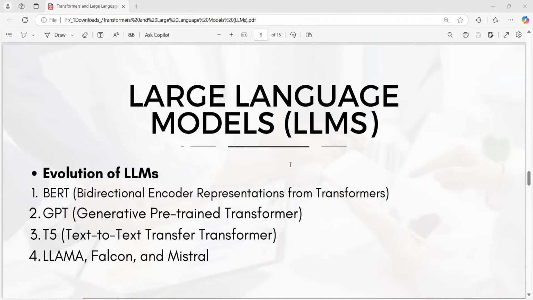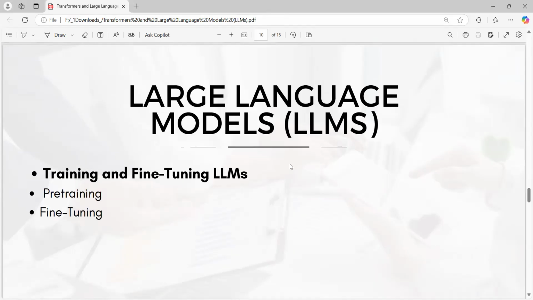And lastly, the ones in the market that people like to discuss are Falcon and Mistral, which are efficient LLMs optimized for open source applications. The next thing is the training and fine tuning of LLMs. As we can see, there are basically two portions: pre-training, where LLMs are pre-trained on large corpora using self-supervised learning, and fine tuning, which is done on custom datasets to specialize the model for a specific task.